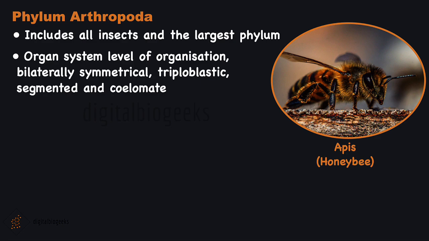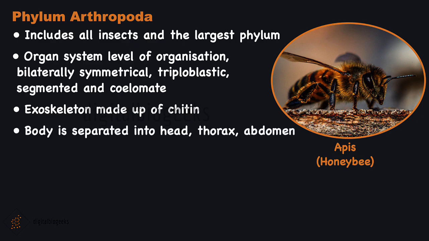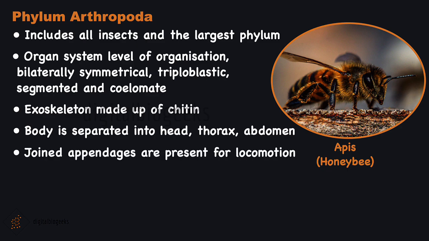They have an exoskeleton made up of chitin. Their body is separated into head, thorax and abdomen. They have jointed appendages like legs, wings and mouth parts. These appendages help in their movements.